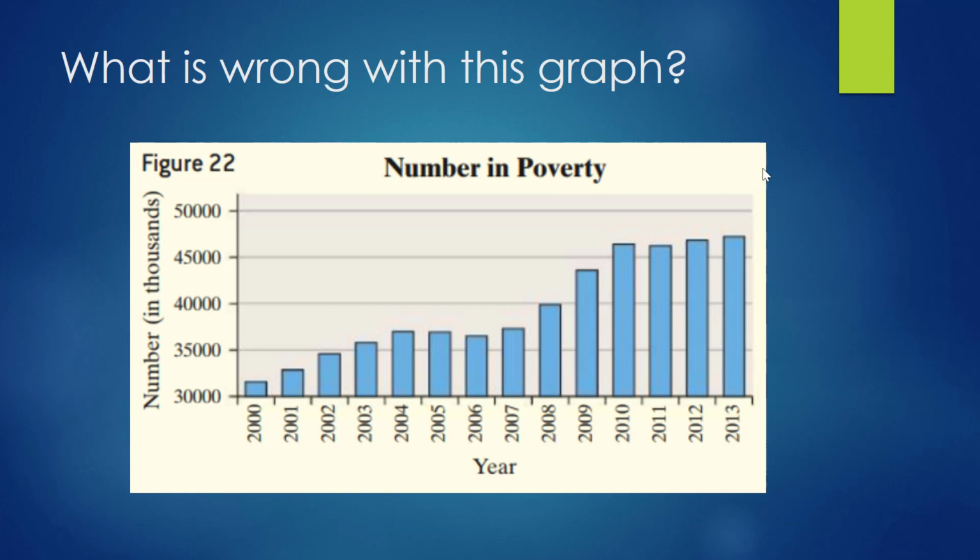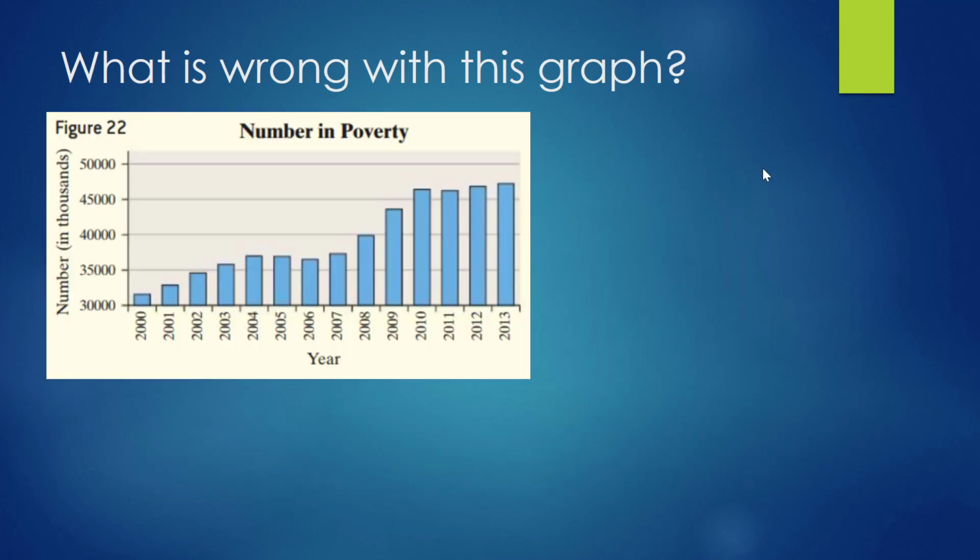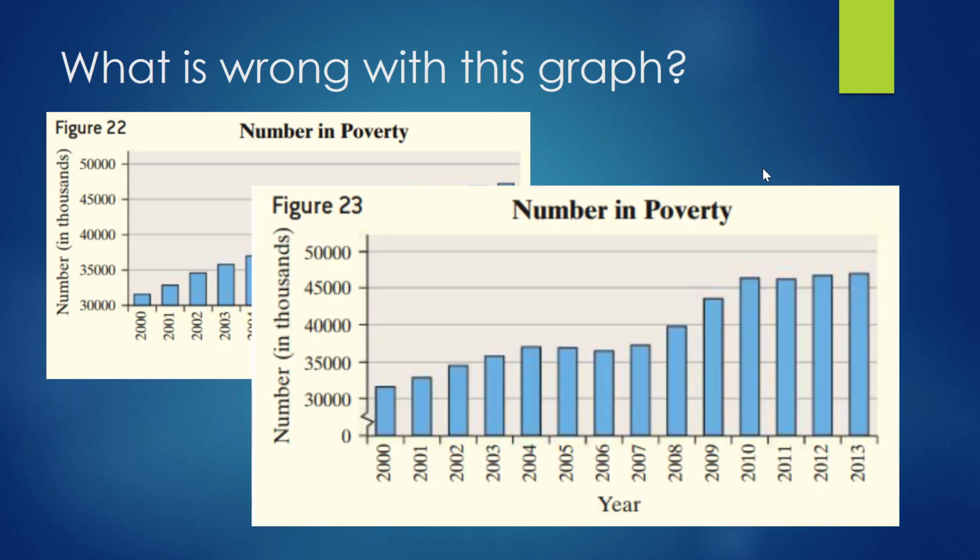How about this graph? Pause the video and see if you can figure out what is misleading about this graph. Again, we see that the y-axis does not begin at 0. Instead, it begins at 30,000. One way that people will correct this misrepresentation of data is to use this little symbol right here to show that even though the graph starts at 0, there is a gap here between 0 and 30,000.